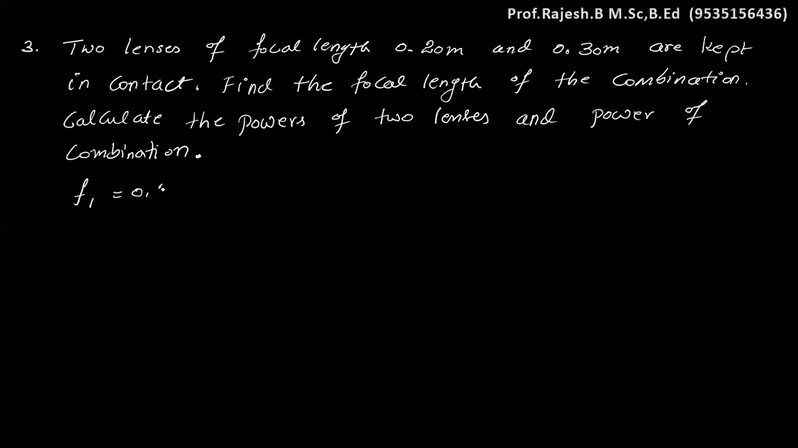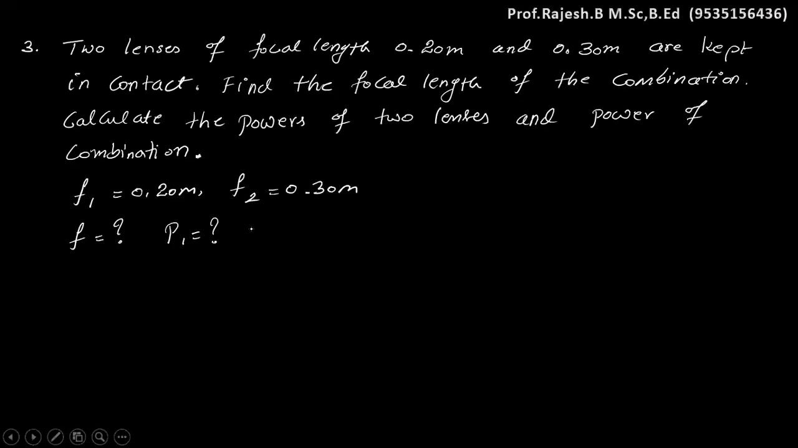Okay, so write down what are the given. The first focal length 0.20 meter and second focal length 0.30 meter are kept in contact. Okay, focal length of the combination we have to find. Focal length of the combination and power of the individual lenses P1, P2, and power of the combination.